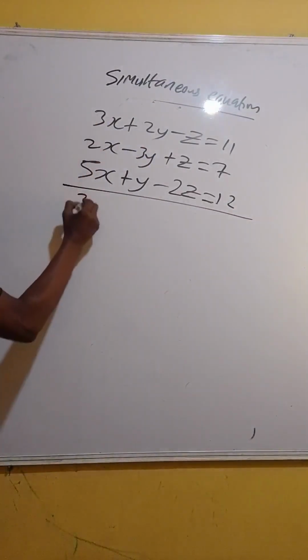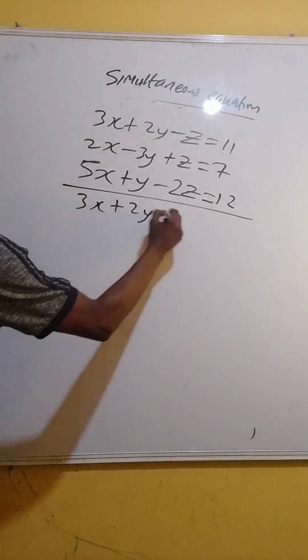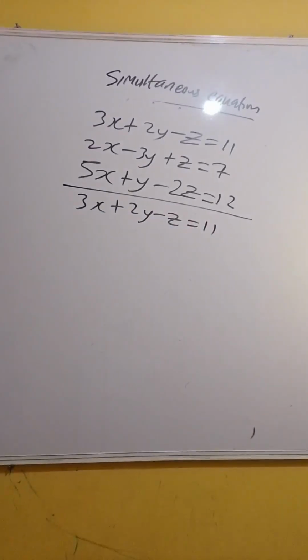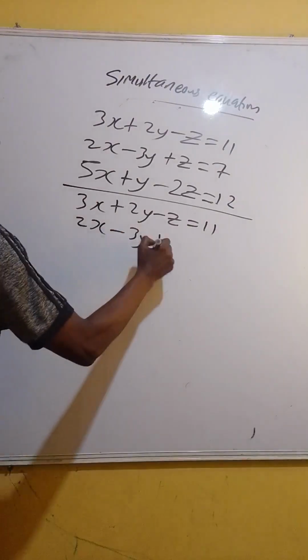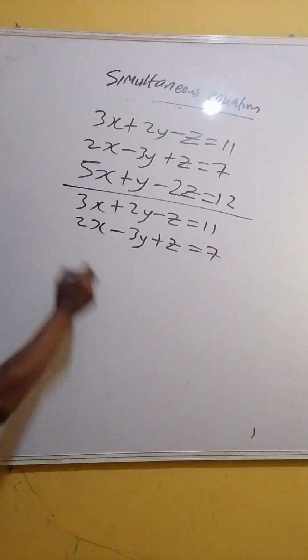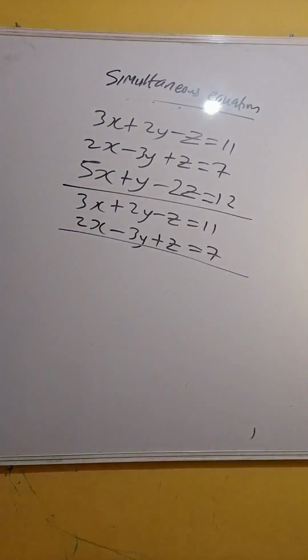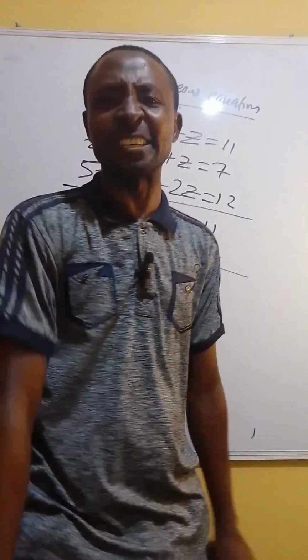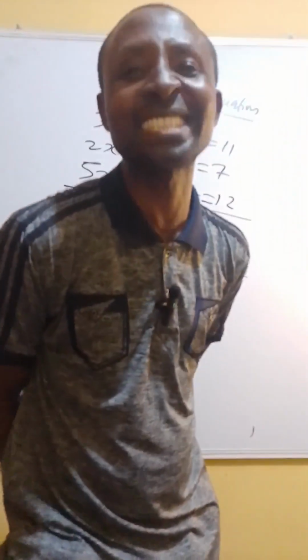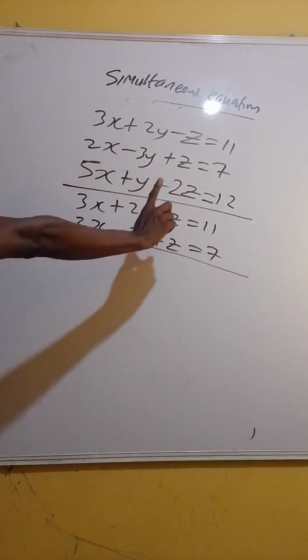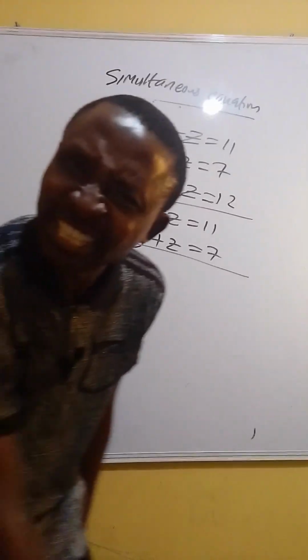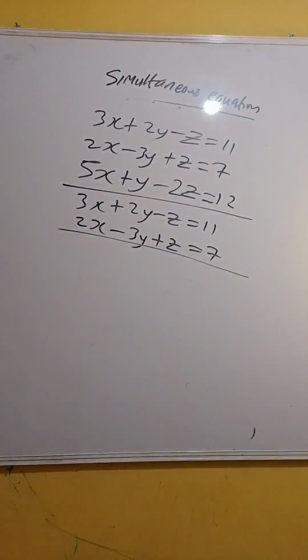Let's pick this one. 3x plus 2y minus z equals 11. Equation 1. Pick equation 2. 2x minus 3y plus z equals 7. Now, I need to eliminate at least one of the letters. Let me eliminate one. What am I going to eliminate? See my z and this z. They are the same coefficient. So just eliminate.